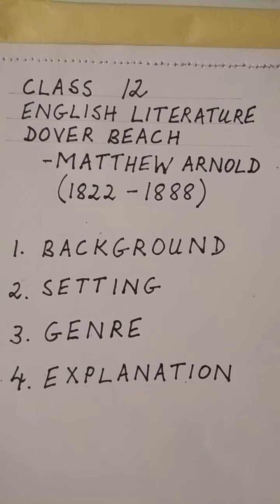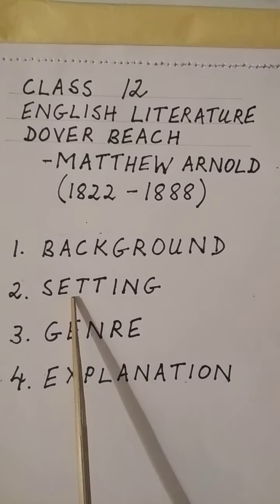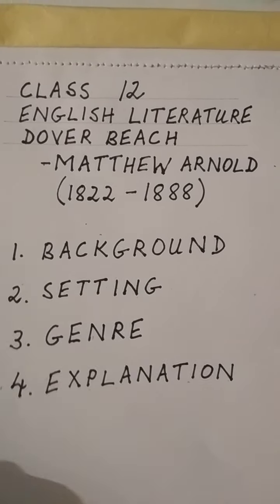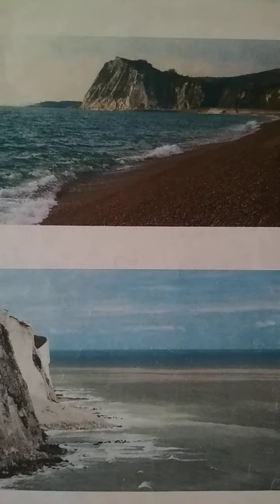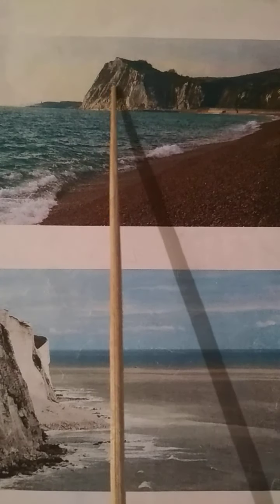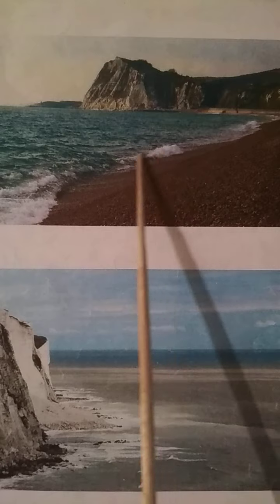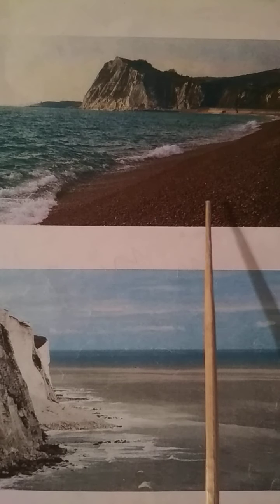Now we move to the second segment, which is the setting. The poem was inspired by Arnold's visit to the south coast of England, where the cliffs of Dover can be seen along the English coastline. These are the shingles on the beach. There's a reference to that in the poem. And that is the English Channel.